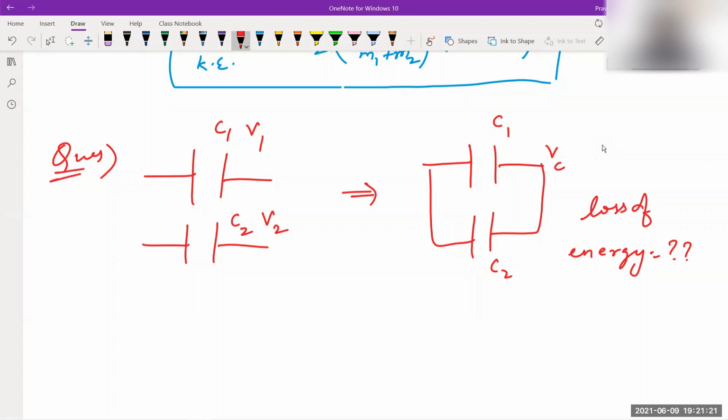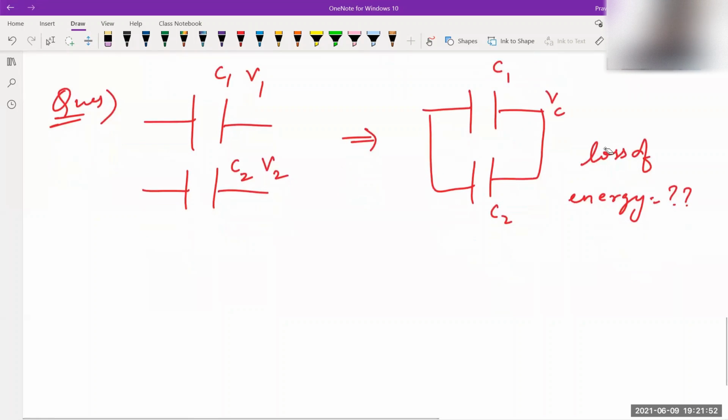In the beginning, when I taught you the half CV square formula, what did I tell you about the half? What does it indicate? Yes, it's a loss. We know that when we are charging a capacitor, some heat is always produced. So here you can also see that when there is an exchange of charges, a redistribution of charges, there will be a production of heat. So how are we going to find the production of heat, or you can say the loss of electrical energy?